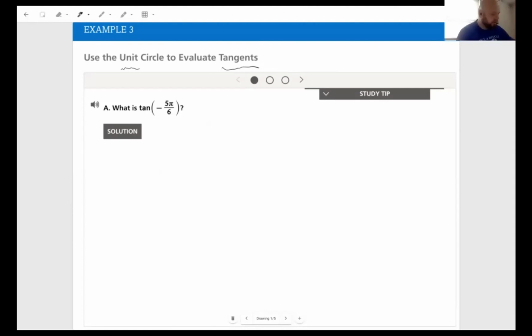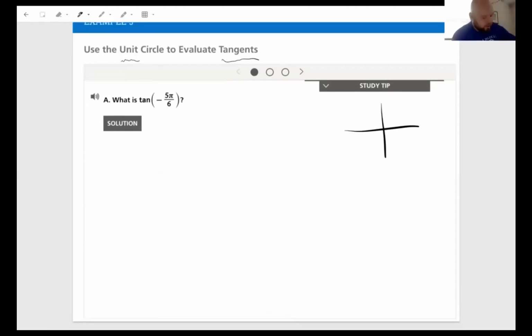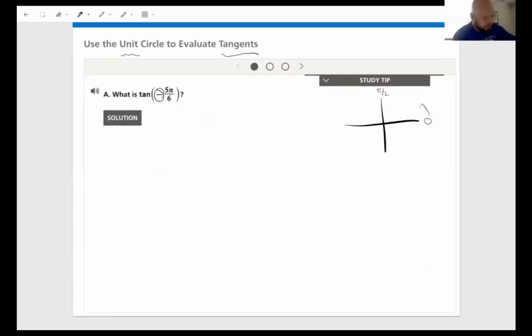-5π/6? So I'm going to draw a set of axes. Because we're in pi's, I'm going to draw my quadrant angles in terms of pi. And also because I'm doing negatives, instead of this being pi/2, I'm actually going to go downward. So instead of going upward, I'm going to go downwards because I have negative angles. And I'm going to call this -pi/2.